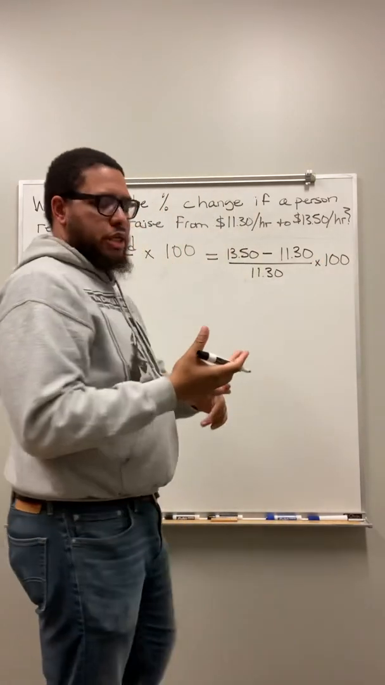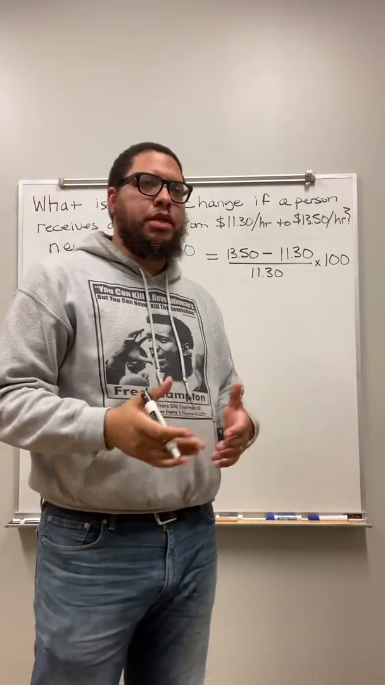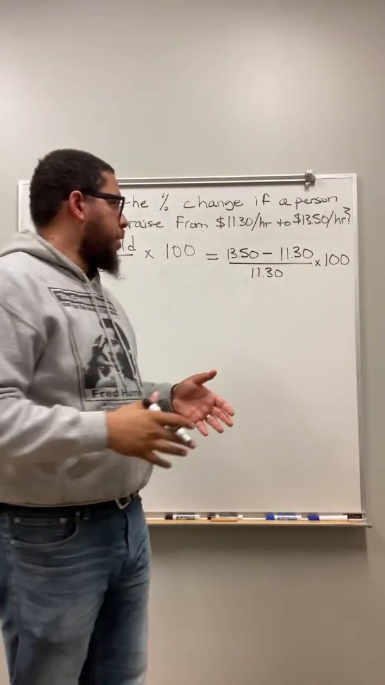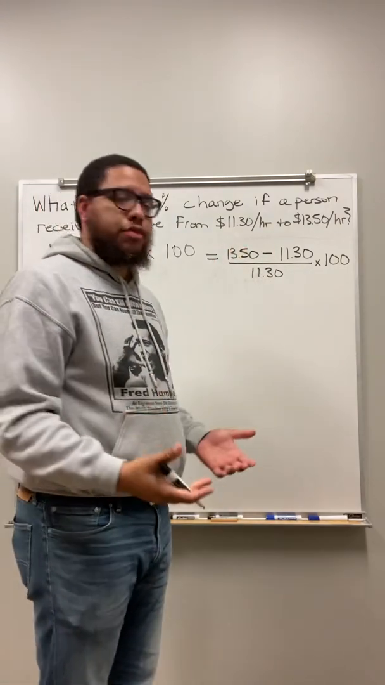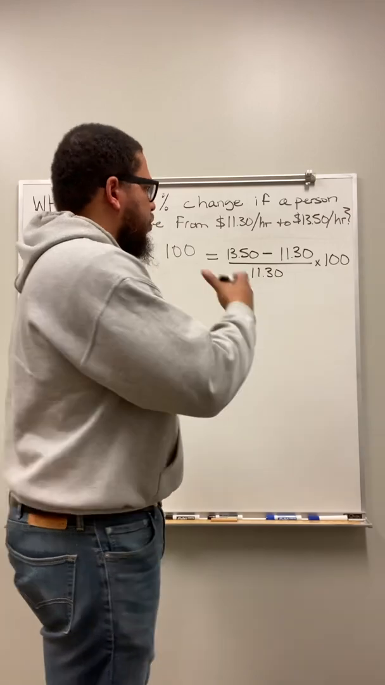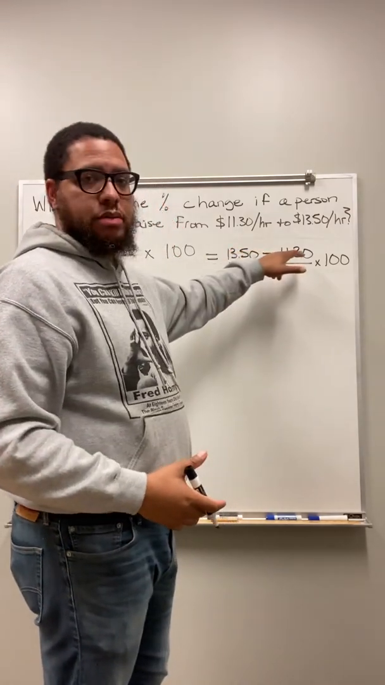So first, we set up the formula. Now we're going to simplify. We basically do the math. There are different ways that we can approach this, but what I recommend is first simplifying the numerator.